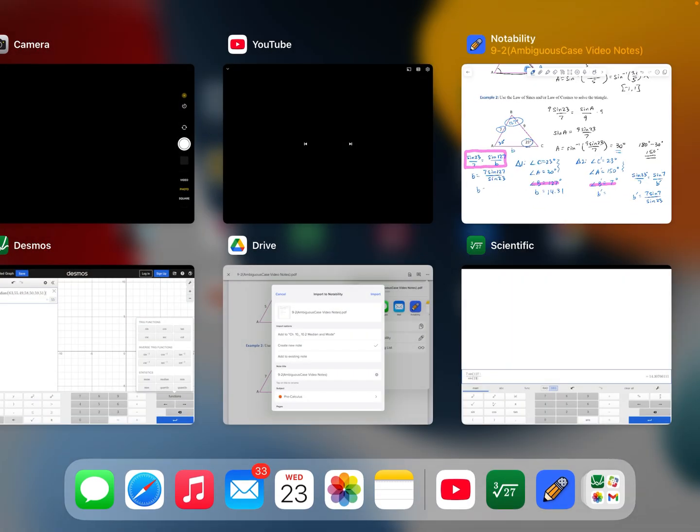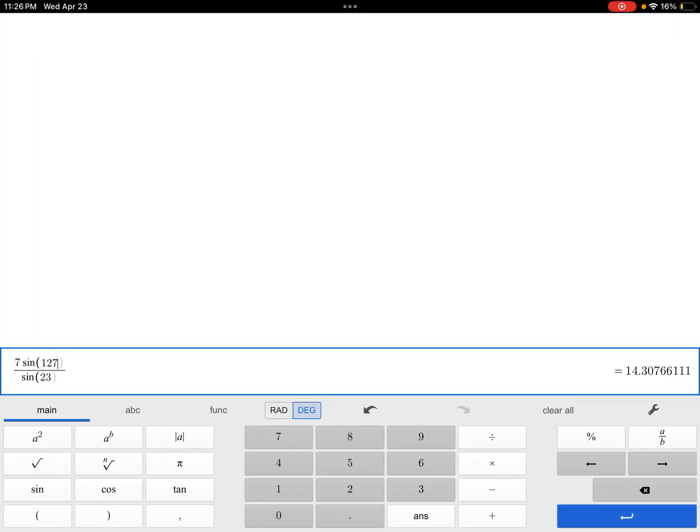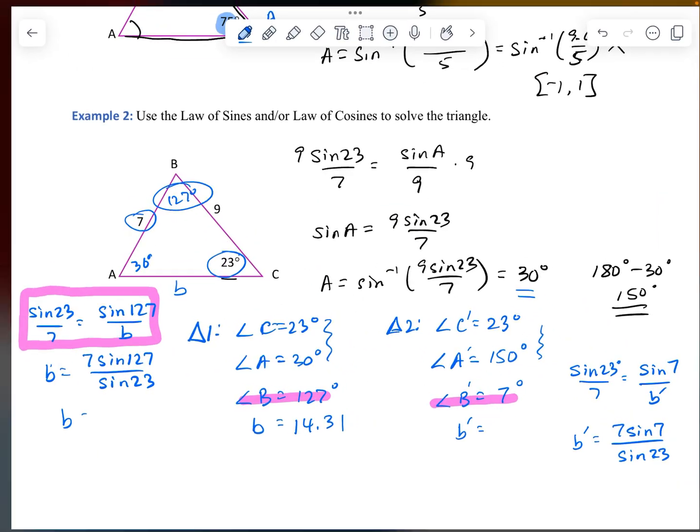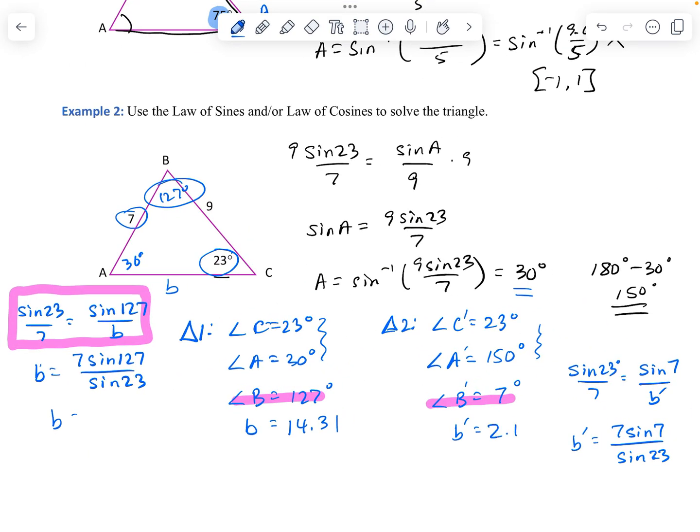Go back into Desmos. All I got to do is change this to a 7, and I get 2.18. So 2.18.